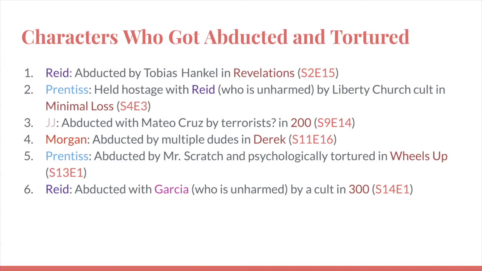Morgan was abducted by quite a few people in Derek and tortured. And Prentice was abducted by Mr. Scratch and psychologically tortured in Wheels Up. And then Reid was again abducted with Garcia, who was unharmed, by a cult. Same cult as the second bullet point.